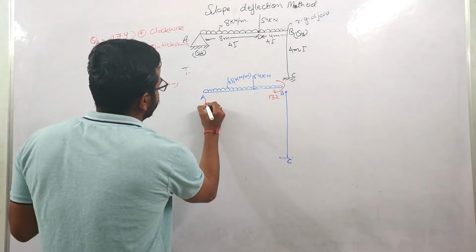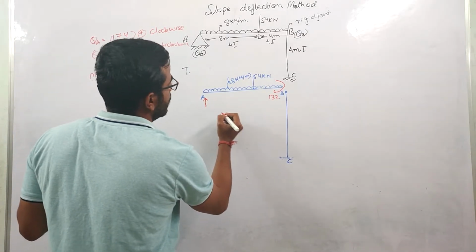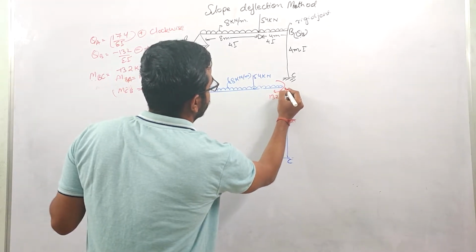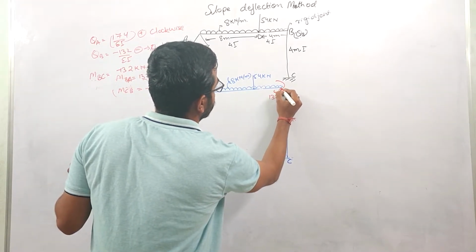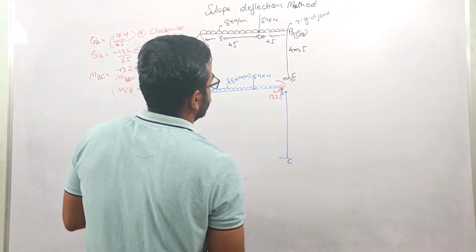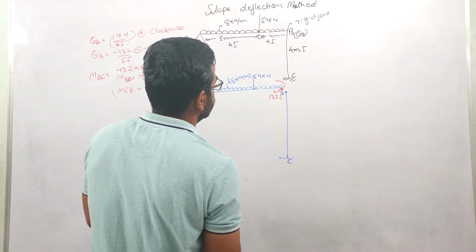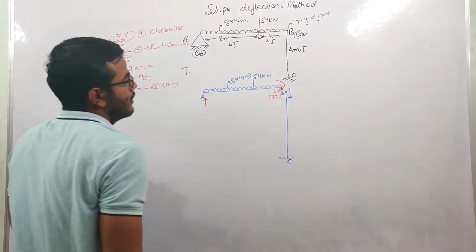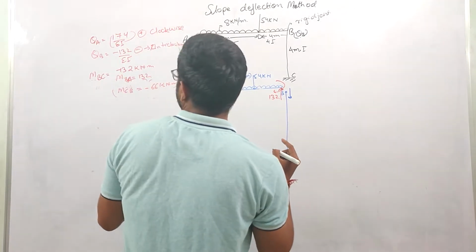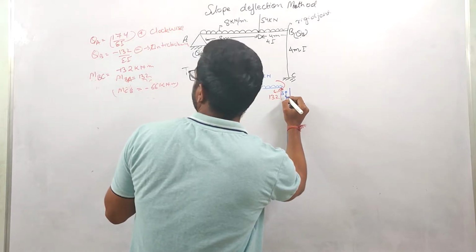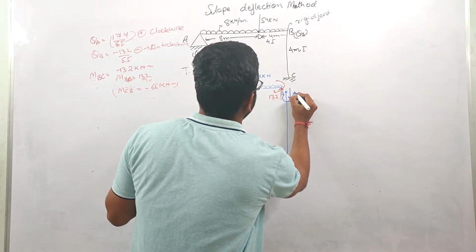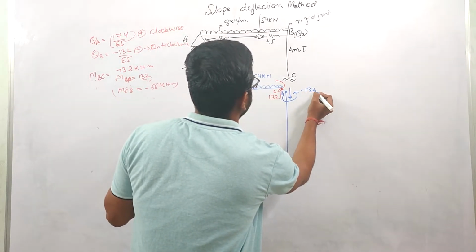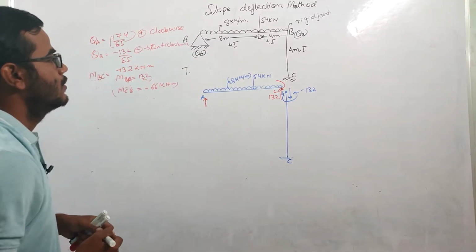There will be some vertical reaction at this point, which I don't know. At this point B also, there will be a vertical reaction. And to balance this, the same reaction will be acting in the downward direction. And the moment MBC is basically anti-clockwise. So the moment of minus 132 will be acting here.